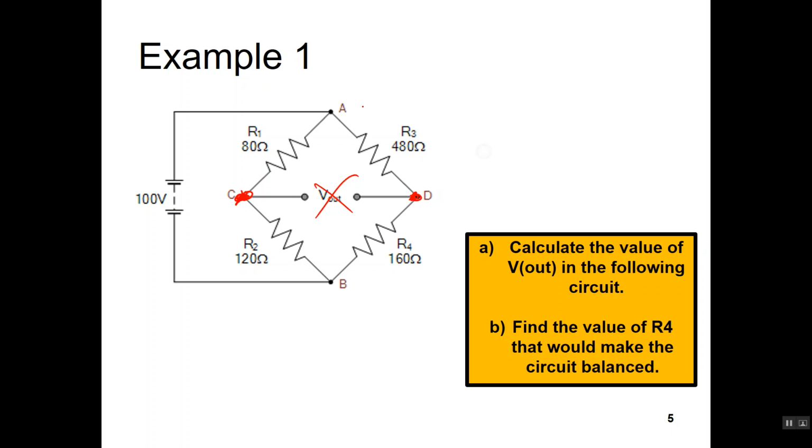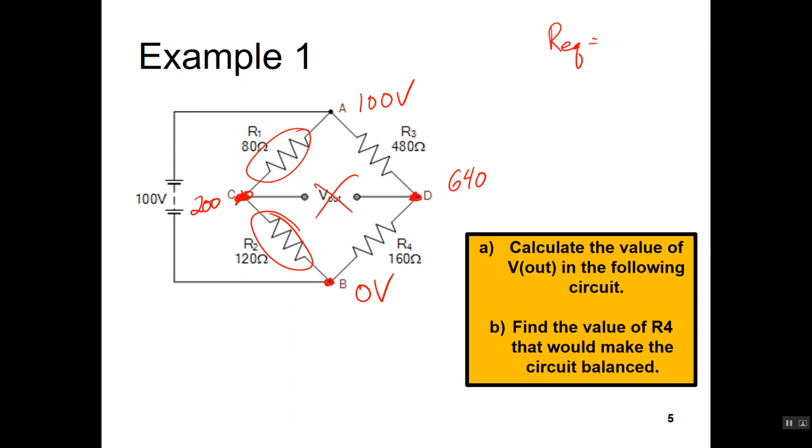Before we do that, what is the voltage at point A? Good, 100 volts. What is the voltage at point B? 0. Very good. We have an equivalent resistance on the left, with these two resistors in series or in parallel? In series, so I just add them up. My equivalent resistance on the left is 200. And what about on the right? 640. Now we can figure out what the total resistance is.